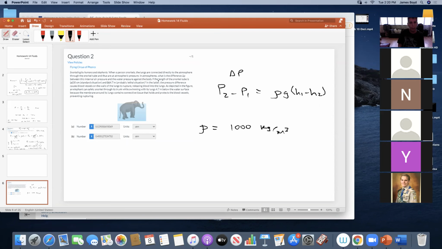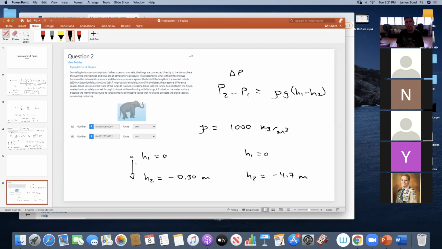So first we say that we have a snorkel tube. So for the snorkel, H1 is zero, H2 is negative 0.30 meters, or 0.3 meters. For the second one, the elephant's lungs, H1 is zero, H2 is negative 4.7. The negative signs are really important. So the last thing that they want is, because this is Wiley, they want it in atmospheres.